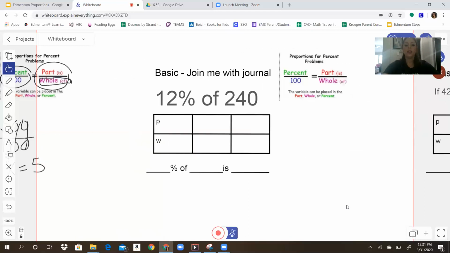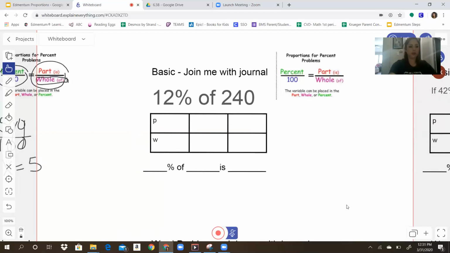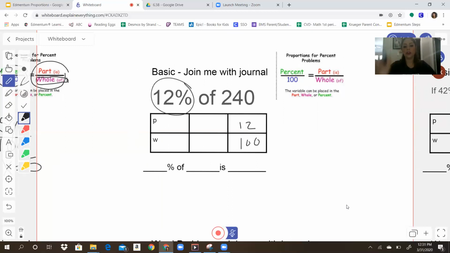Okay, next one. 12% of 240. They have given us the percent, so let's get that in. Percents are always written over 100. 12% of 240. So 240 is the whole, and we are going to be looking for 12% of that, which is our part. So of, notice the keyword of in front of 240 means we're looking for a part. 240 is a pretty large number, and we're looking for 12% of that, which is going to be a much smaller number. So let's go ahead and check.